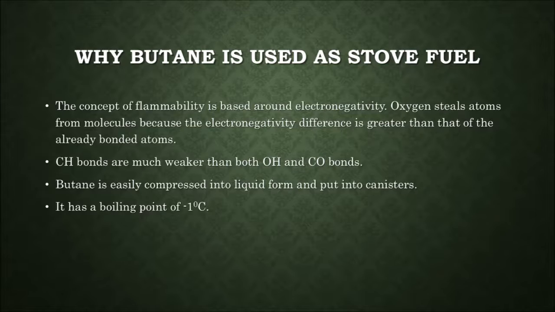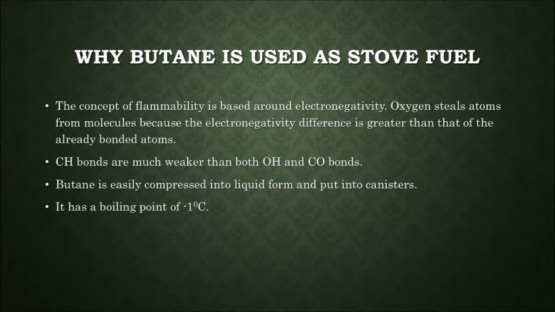This means that when oxygen molecules interact with butane molecules, oxygen steals the hydrogen atoms and creates water molecules. The carbon chain is then broken apart to create carbon dioxide molecules. The breaking of these bonds releases a lot of light and heat energy, which we see as flames, which in turn cook our food.